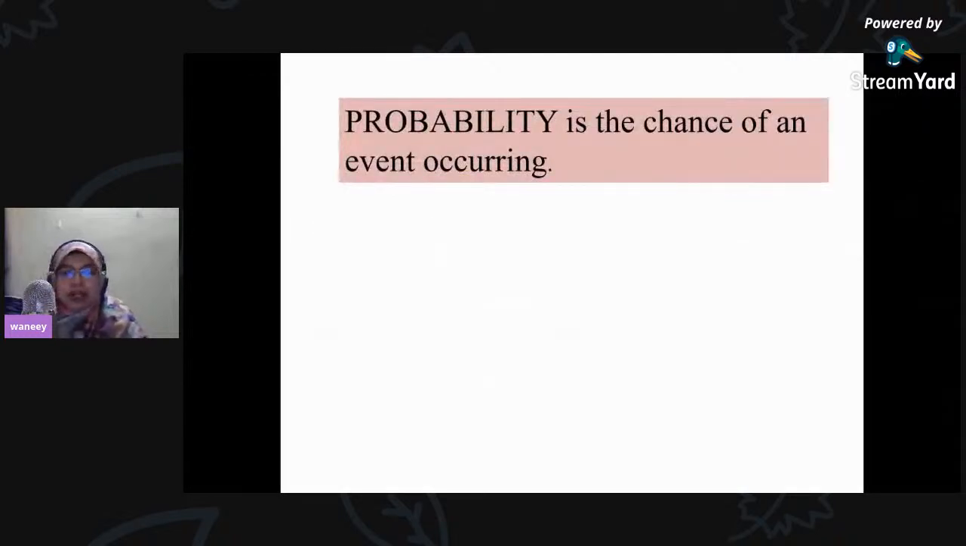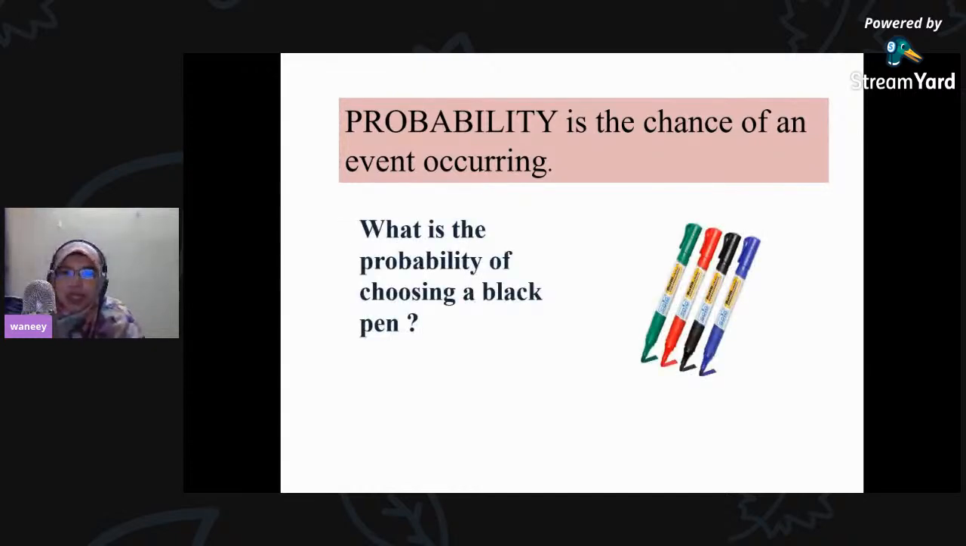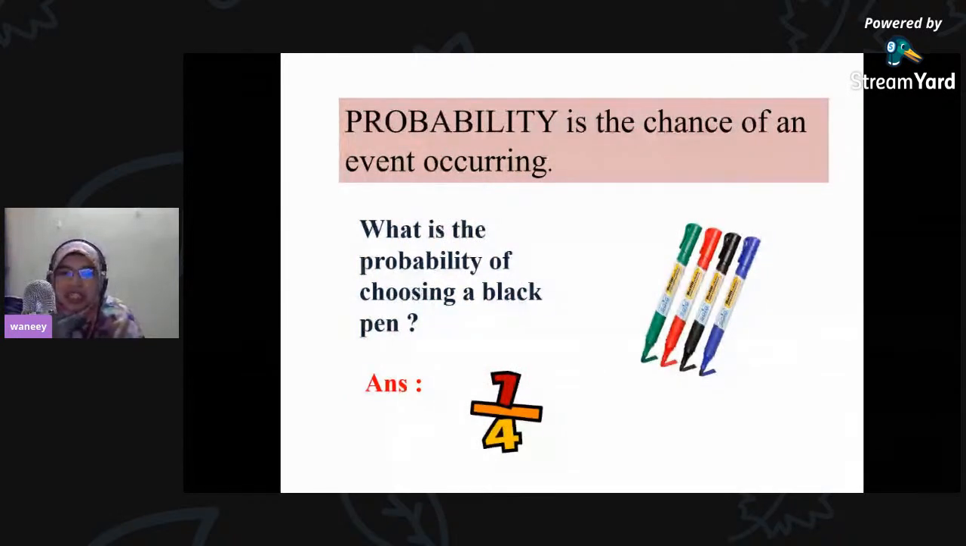Probability is the chance of an event occurring. For example, if I give you 4 pens, the green pen, the red pen, the black pen, as well as the blue pen, what is the probability of choosing a black pen? Or what is the chance that you're going to choose a black pen? The answer for this is 1 out of 4, because we only have one black pen and altogether we have 4 pens. So the chance will be 1 over 4 or a quarter.